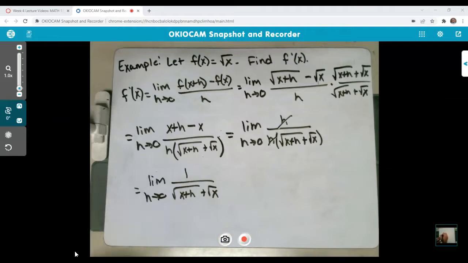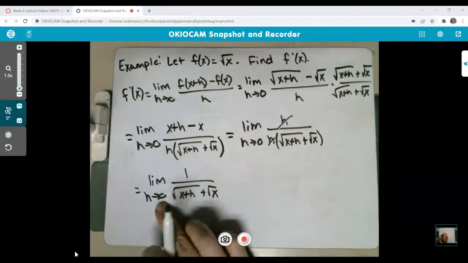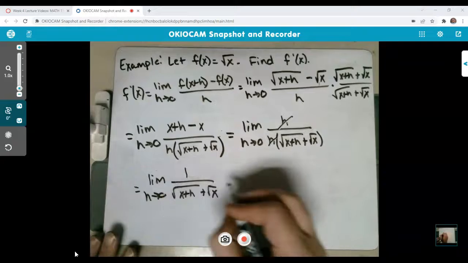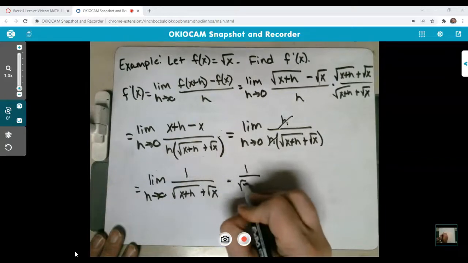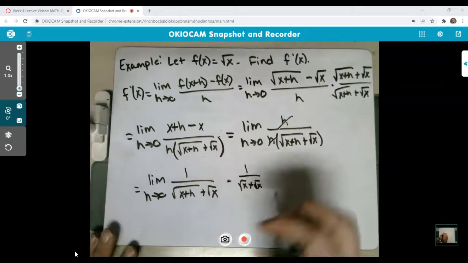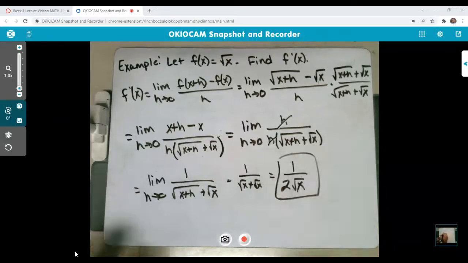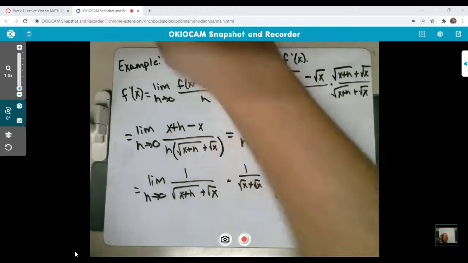And that's good because now I can just plug in 0 for the h. So that's going to be 1 over square root of x plus the square root of x. So 1 over 2 square roots of x. Again, I like this because now I can just plug in a number for x. And that's helpful. Let's do another example.